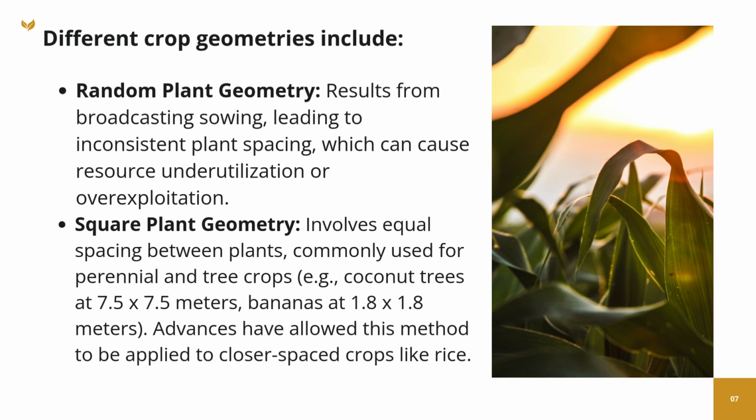Different crop geometries include random plant geometry, which results from broadcasting sowing, leading to inconsistent plant spacing, which can cause resource underutilization or overexploitation. Square plant geometry involves equal spacing between plants, commonly used for perennial and tree crops, for example, coconut trees at 7.5 by 7.5 meters, bananas at 1.8 by 1.8 meters. Advances have allowed this method to be applied to closer spaced crops like rice.